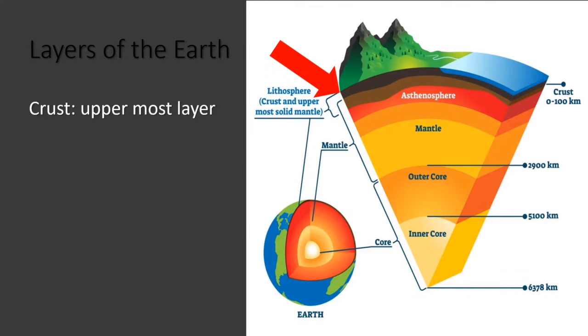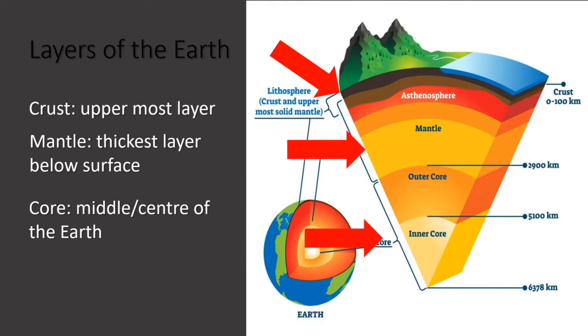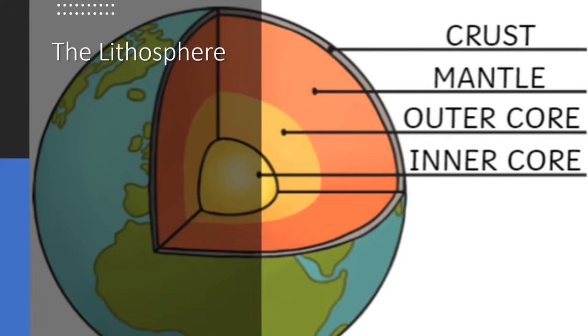Firstly, we have the crust, which is the uppermost part that forms the outer surface of the Earth, or the highest surface of the Earth. We then have the mantle, which is the thickest layer just below the surface of the Earth. And we have the core, which is the middle or the center of the Earth. So let's go into more detail with regards to the lithosphere.